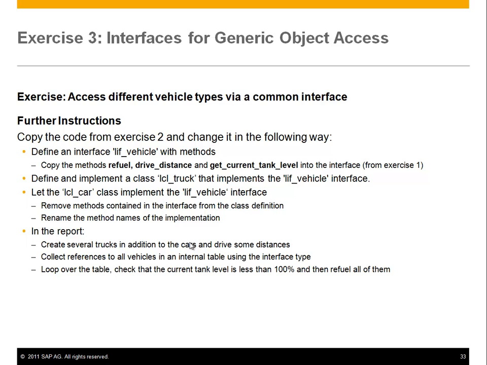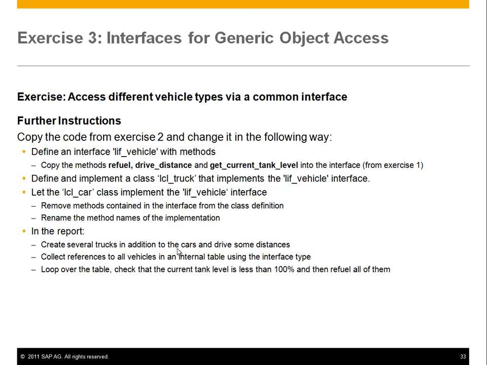And also let the car that you already had implement the LIF vehicle. So then you have to move the methods from the car definition to the interface definition, of course, but you've probably already done that. And then remember the names of the implementation of the method. They were interface name tilde method name, so you have to rename the method names of the implementation that you already have. But this is all that's needed. If you keep the signature of the methods the same, then everything will work as before.